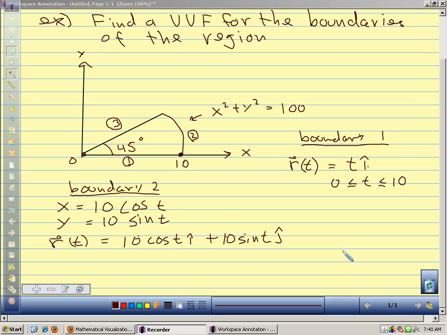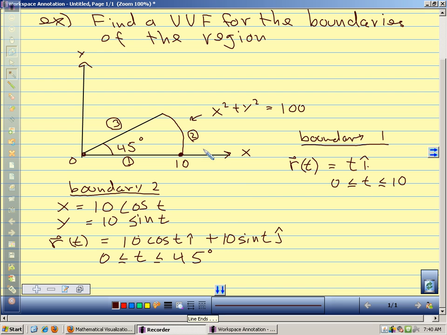Scott says if we're in degrees, t can just go from 0 to 45. So we could say 0 less than or equal to t less than or equal to 45 degrees. And we could pick a different name for our parameter here. We could call t theta. If we were in radians, we could say t goes from 0 to pi over 4.